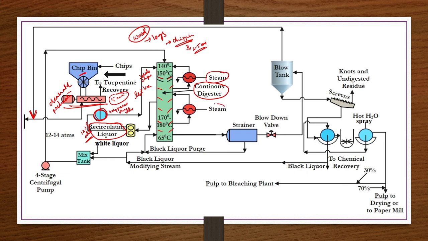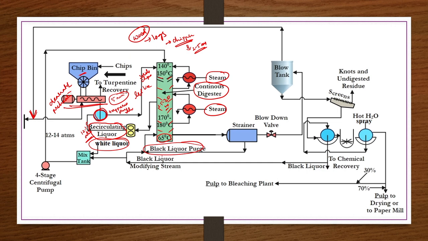Different heat sources are also provided. At the top 140 to 150 degrees centigrade is maintained, at the bottom 65 degrees, and in between around 170 to 180 degrees centigrade. The height of the column is roughly 25 to 30 meters. In this column, we are also giving a mixture of white liquor and black liquor.